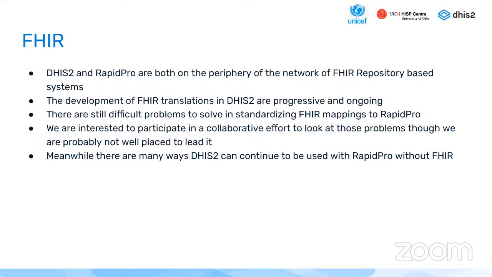DHIS2 and RapidPro themselves, I guess for various reasons, historical and where things are placed in the market, are both on the periphery of a growing network of systems which are FHIR repository based. We can see the new OpenSRP and the new IRIS as examples of these. Within that network, the seamless exchange of FHIR resources is relatively straightforward. On the periphery, there are translations involved. We within the DHIS2 team are actively involved in the development of FHIR translations progressively as use cases arise. It's an ongoing effort.